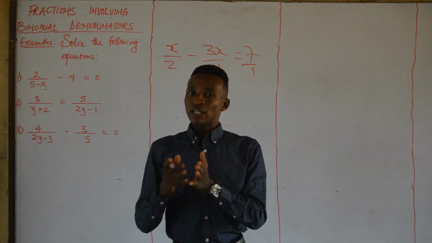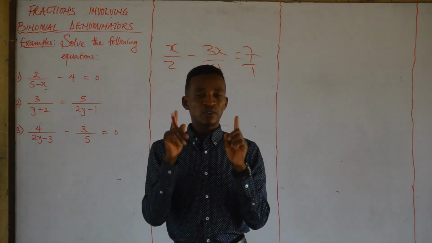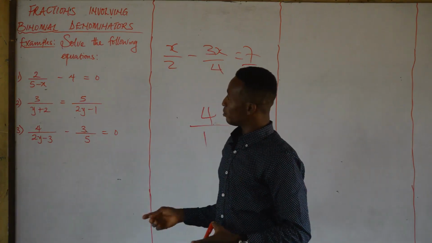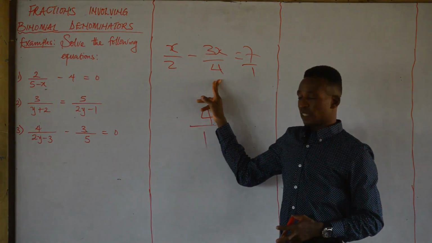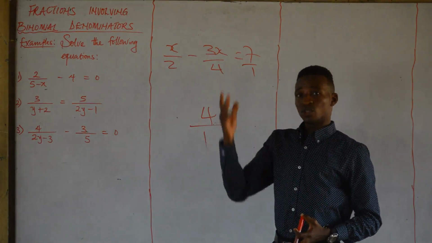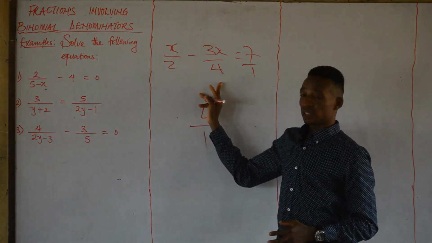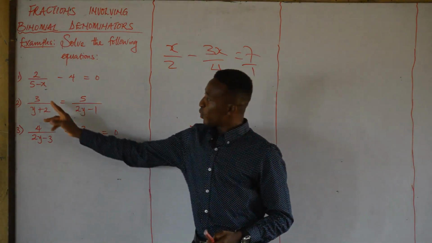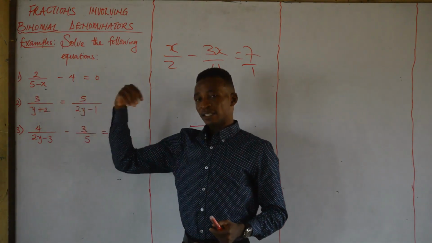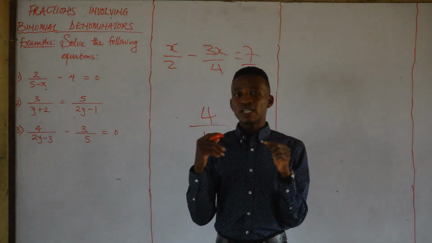LCM. Now LCM is different from when you have the monomial denominator. Like in this case here, when we are having 2 and 4, what we just need to do is use your normal tree method to get your LCM of 2 and 4, which will give us 4. But in this case, when you are dealing with binomial denominators, consider the two values that are present in that question.